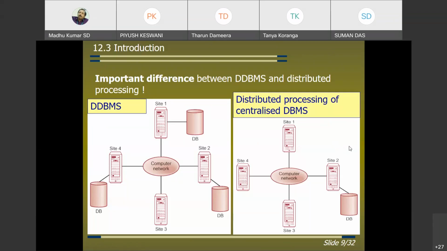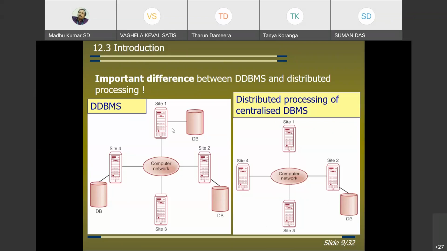Satish Kumar. Yes, sir. What is actually the difference between these two, DDBMS and distributed processing of a DBMS? Sir, in DDBMS, all the sites have a database, and in distributed processing of a centralized DBMS, only one site has a database. All right, good observation. So here you have only one central store, and here you find there are many local databases.